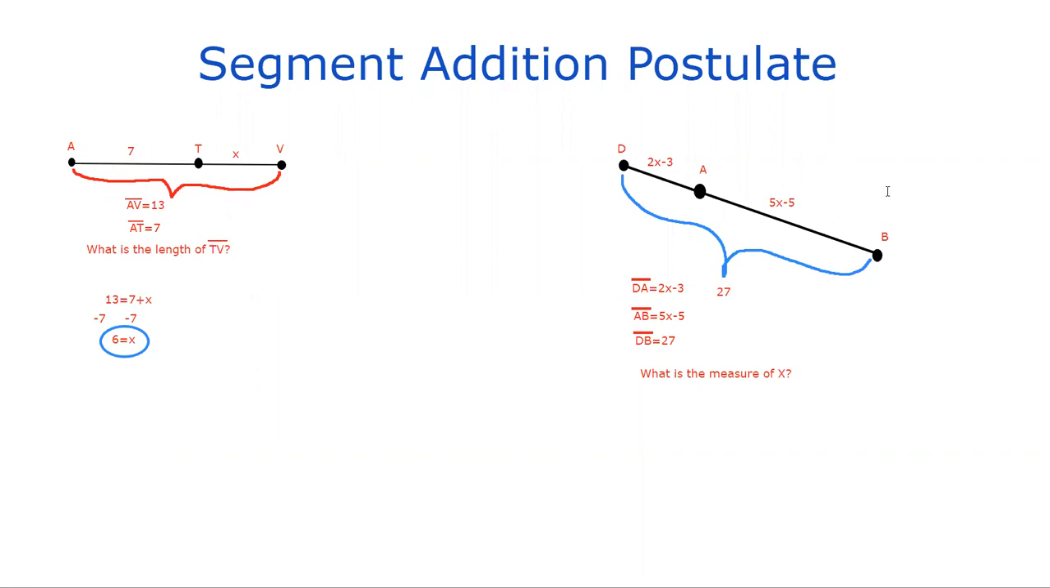So this one, unfortunately, can't be done just by looking at it. You're going to have to put this in an equation. You're going to have to work it through. I mean, this is the way it is. But all our pieces are here, so it should be easy. Pieces add up to the whole, which means this plus this equals the whole thing. And once you write that out, you have an equation: 2x minus 3 plus 5x minus 5 equals 27.